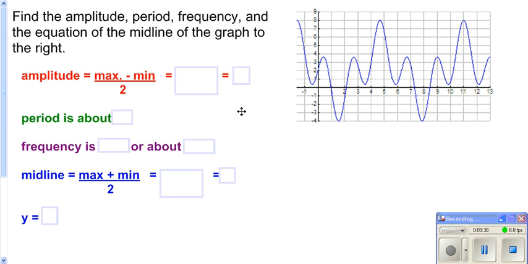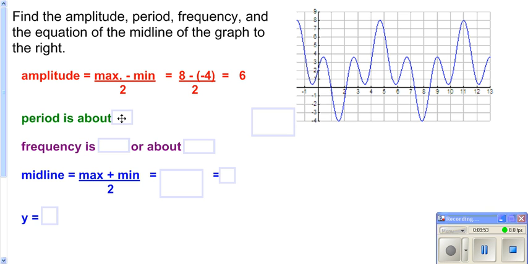So let's go ahead and find our amplitude here. Amplitude is max minus min divided by 2. We're topping out at 8, bottoming out at -4. So we'll plug those in. Then we end up getting an amplitude of 6.